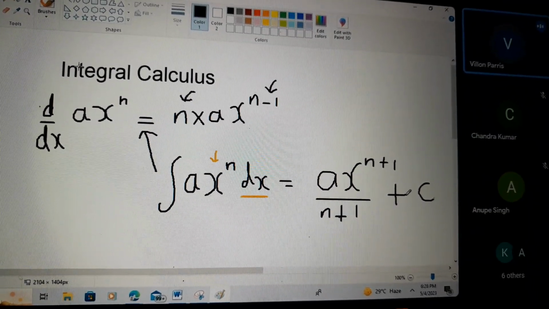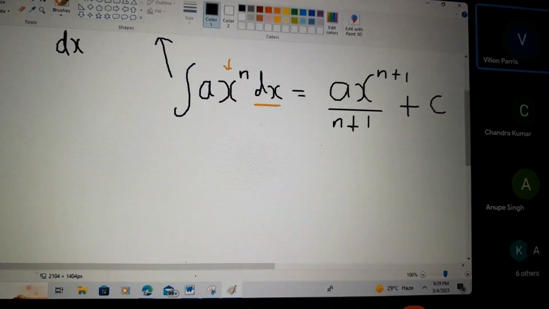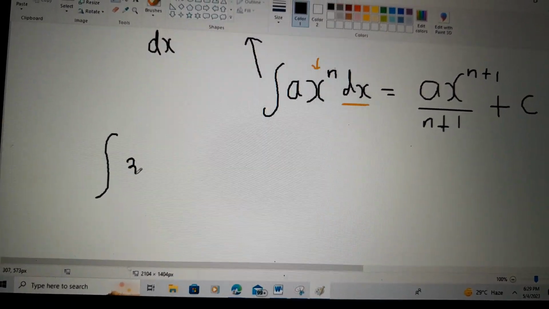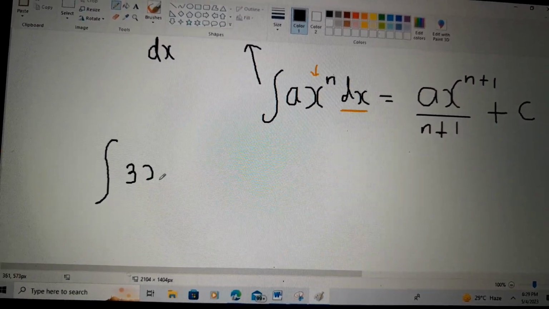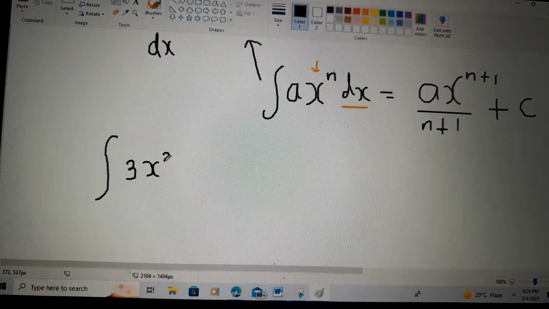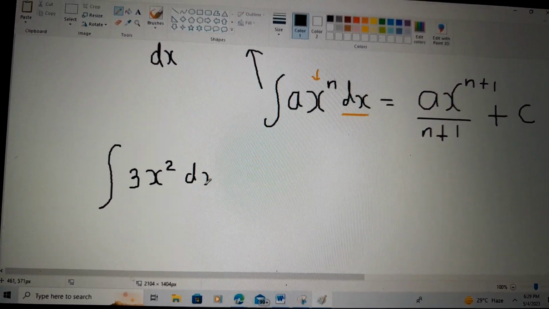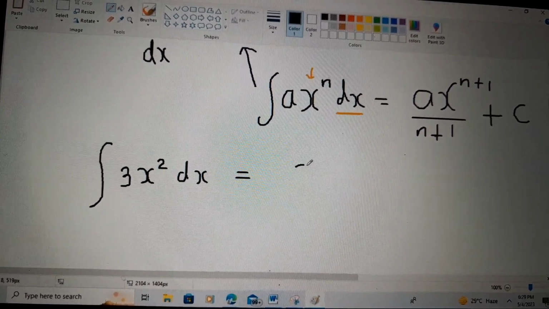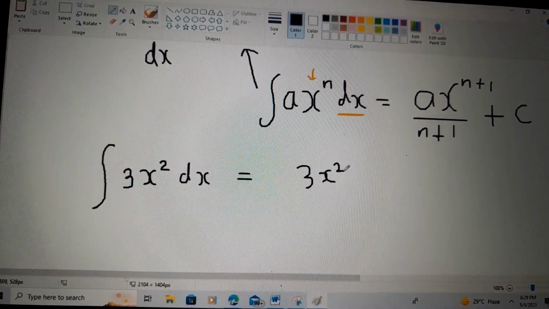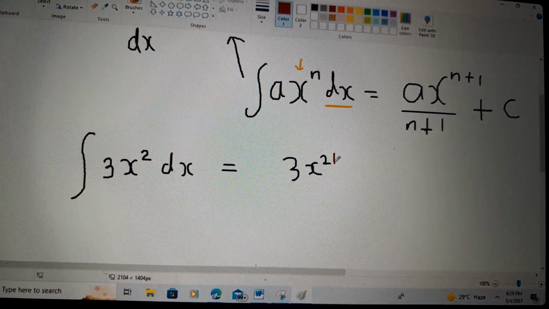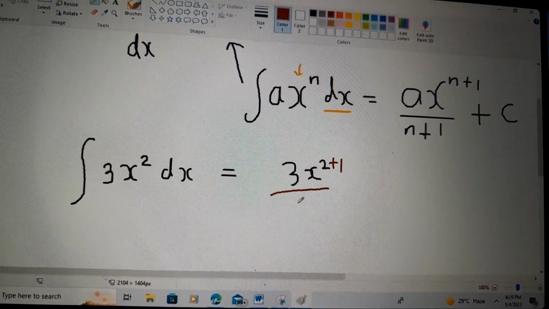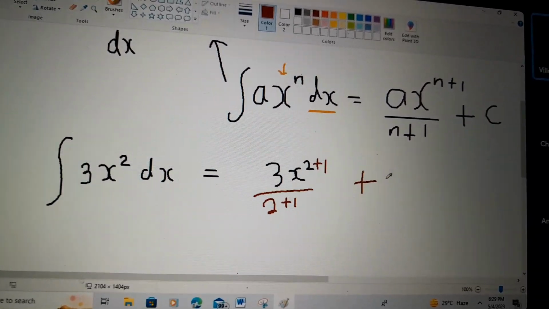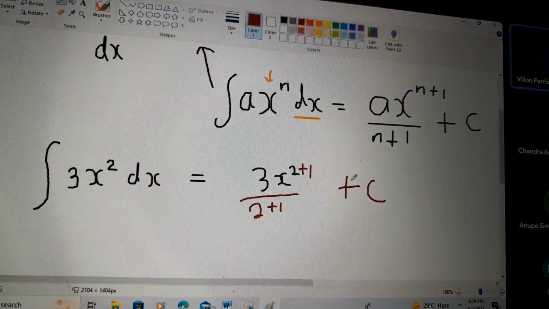So let's look at some example action time. So I'm going to do one and I'll give you a few to do. So let's say we're asked to integrate 3x to the second power with respect to x. So our answer would be 3x to the second power. According to the rule, we add 1 to the power and we divide by that new power, which is 2 plus 1. I'm just dragging it out and I add my constant of integration. Any questions so far?